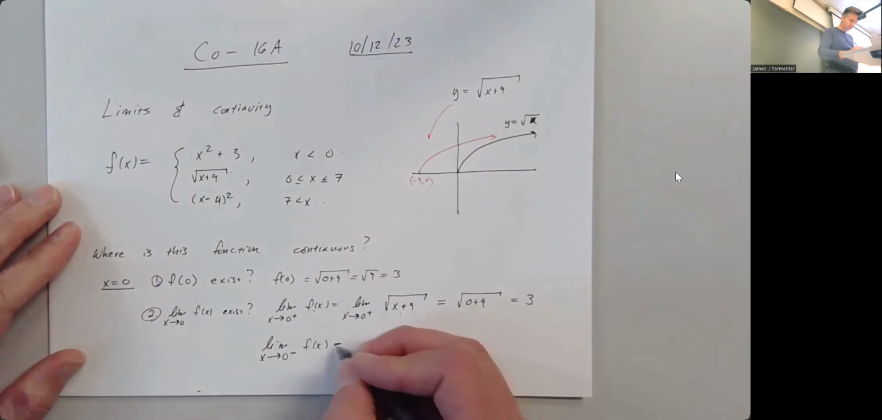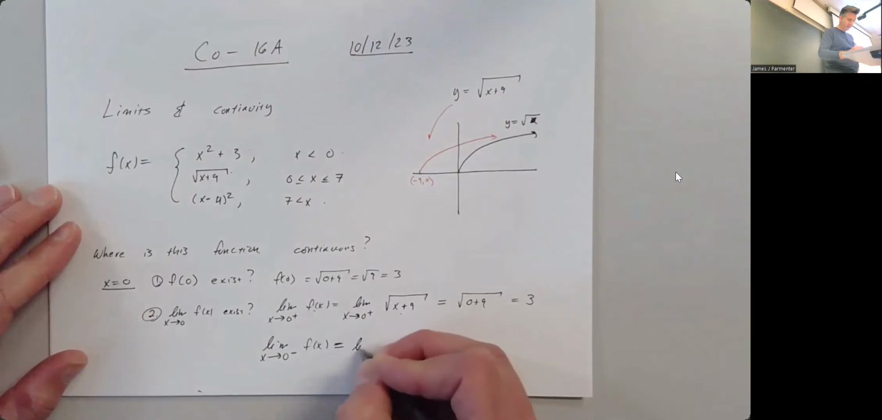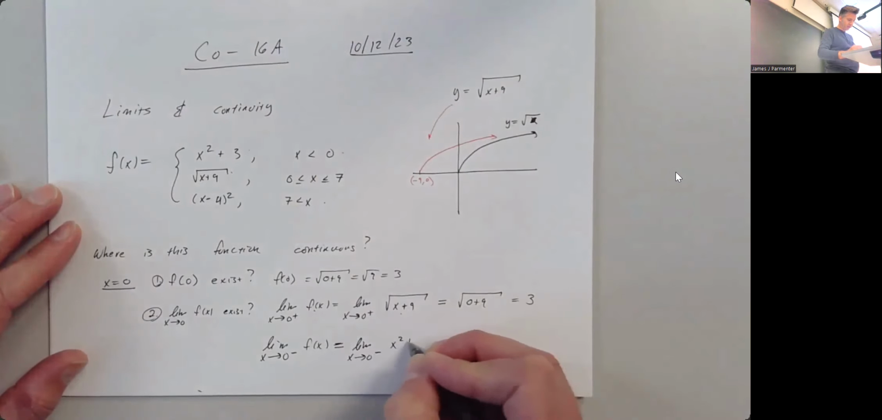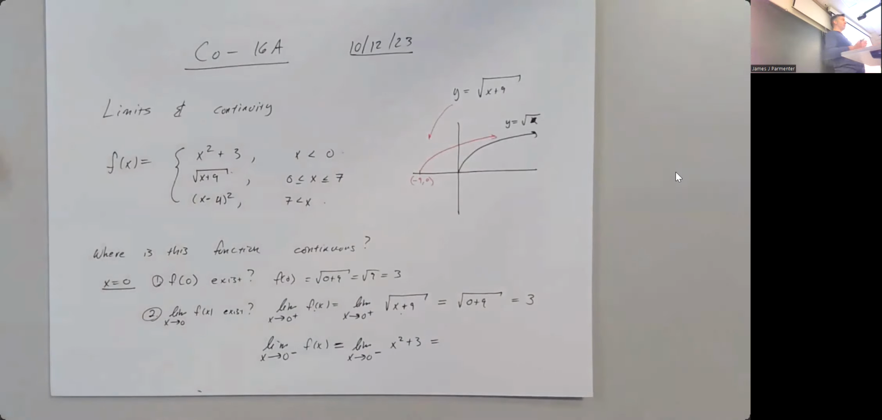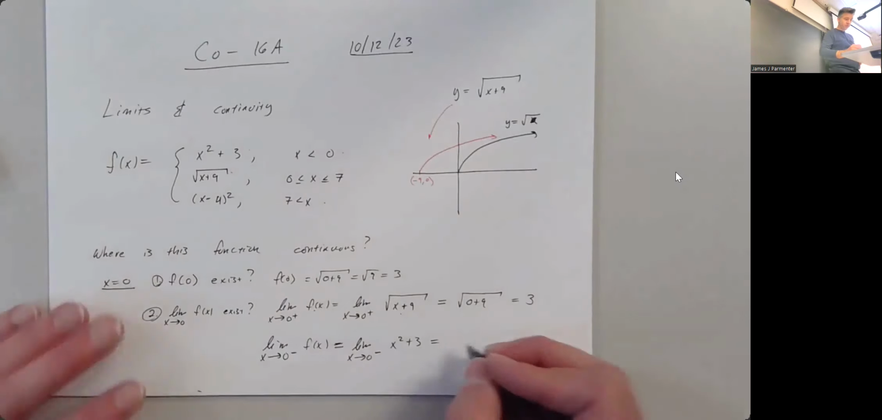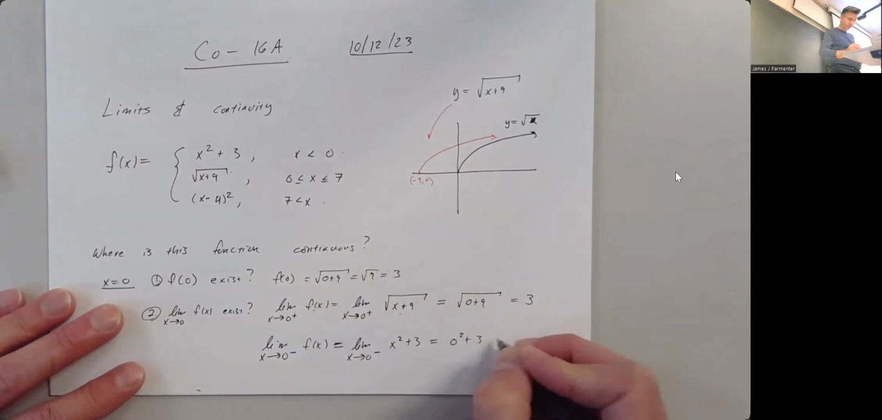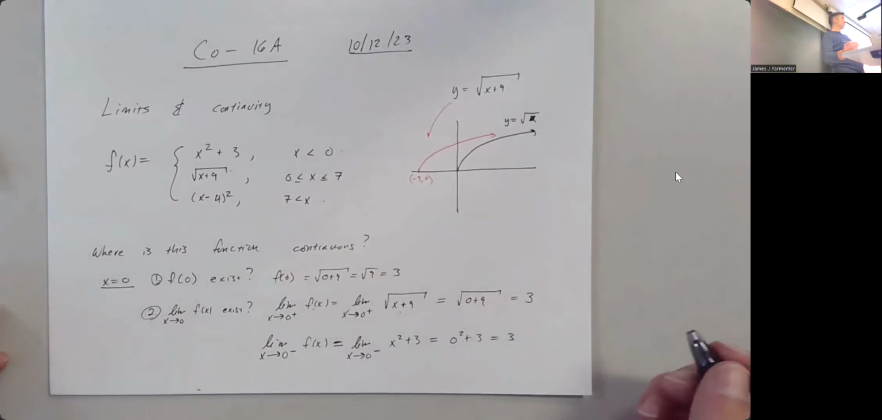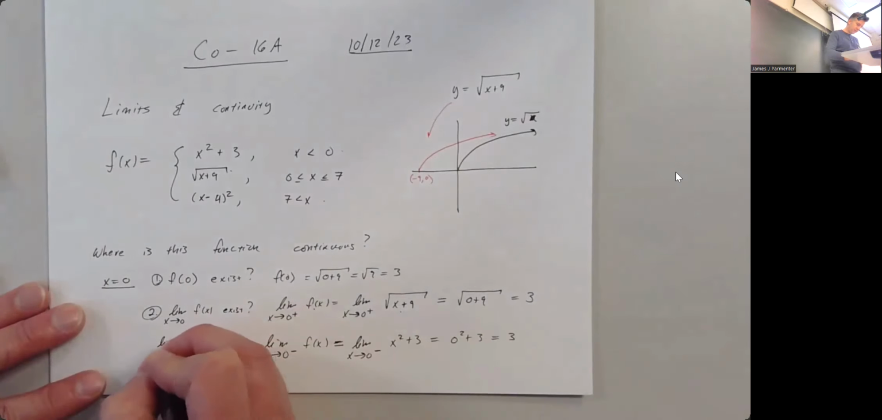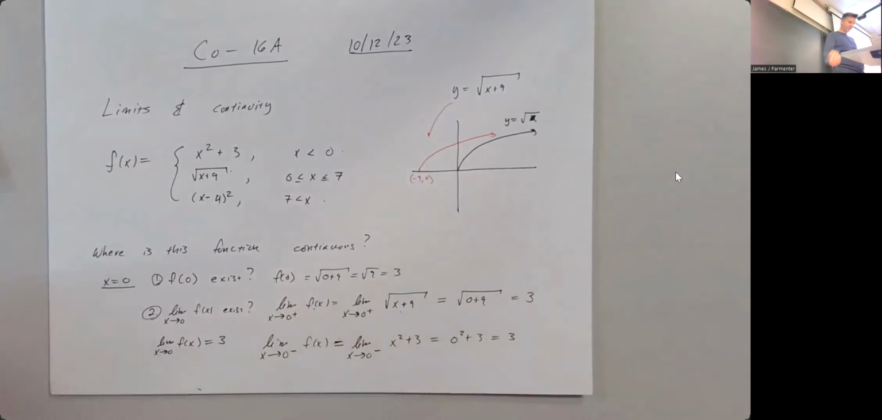So we're going to do, it's an equal sign, believe it or not. The limit as x approaches 0 from the left of x squared plus 3. And just like every other time when we do a limit, if we can just plug in what x is approaching, we do. So we get 0 squared plus 3, which is 3. Which means the limit exists. The limit as x approaches 0 of f of x is equal to 3.